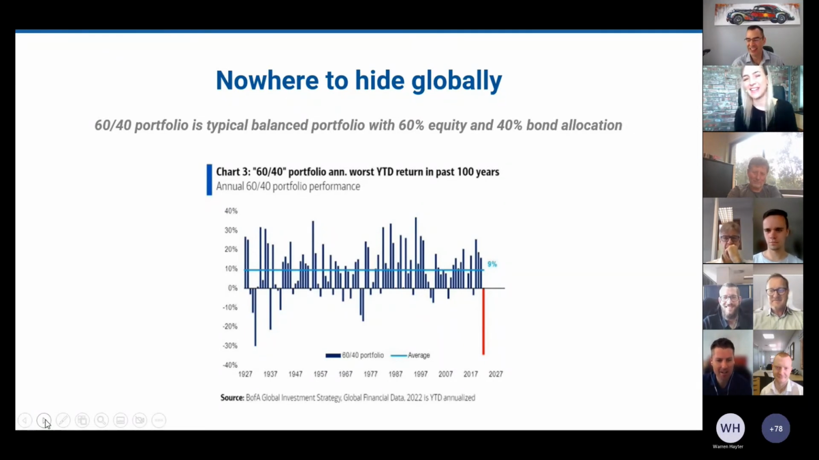To the end of September, the 60-40 portfolio, your typical balanced portfolio, has had the worst year-to-date return I mean, they put over the past 100 years. It's probably kind of forever, given the length that the financial markets have been around. So it has been tricky.